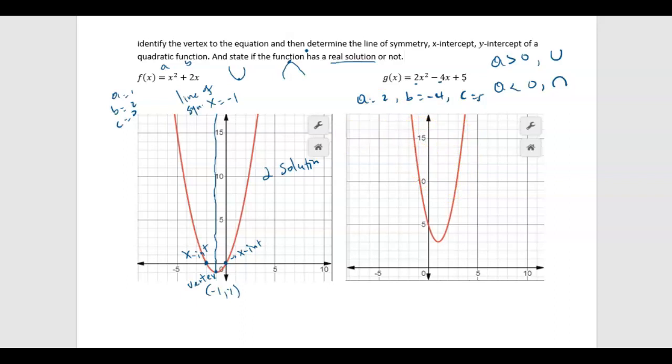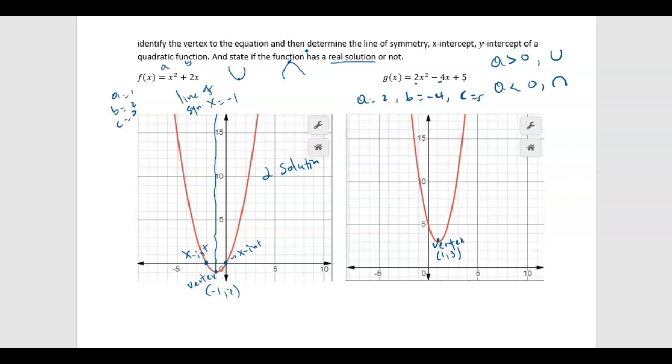So the vertex, because it's open up, then we have a minimum. So the vertex is the minimum. That's the point right here. That's your vertex right here. And that vertex is at, if you look, that's 1, you go right 1 and up 3. So that's your vertex right here, and that point is 1, 3. Okay? So the point is 1, 3.